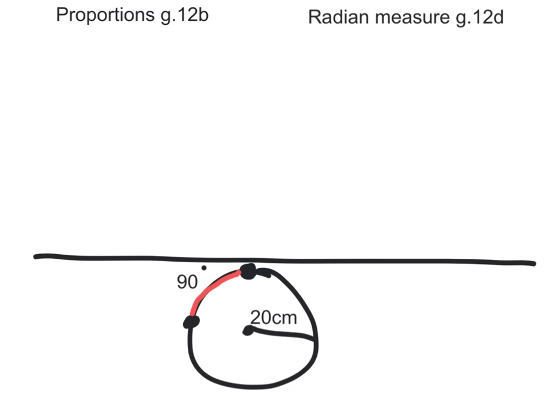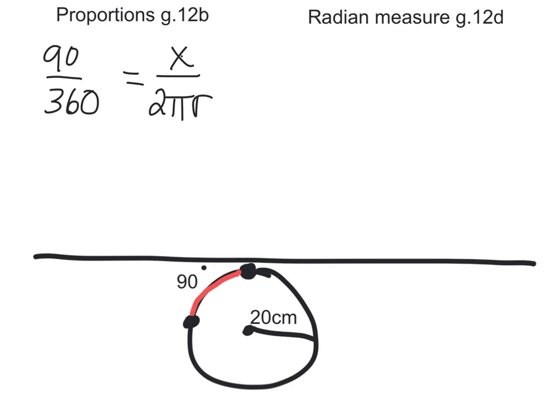Let's say that we're trying to find the length of the arc shown below in red. The arc has a measure of 90 degrees, and the radius of the circle is 20 centimeters. One way to find the arc length is to write a proportion. 90 degrees over a total of 360 degrees in a circle is going to be equal to x over the entire circumference of the circle, which is 2 pi r. When we substitute 20 for r, we can solve our proportion.